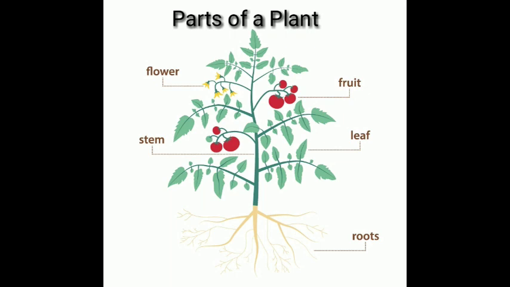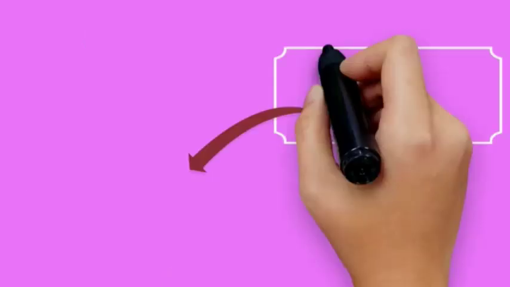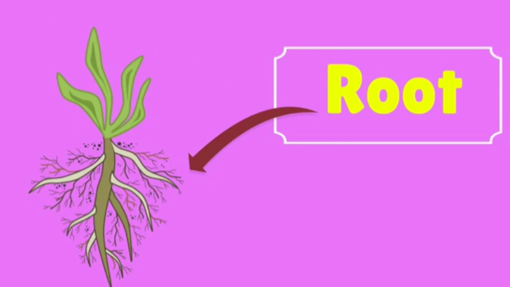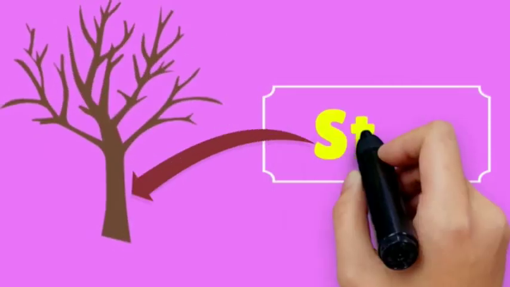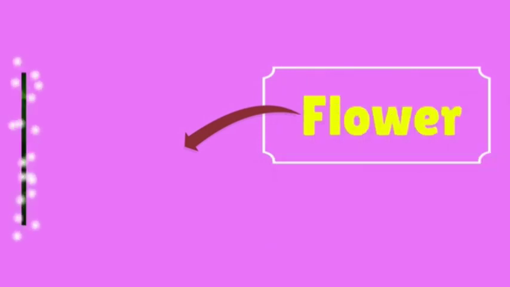So, in your previous class, you would have already practiced well the diagram of the parts of a plant, where you labeled the various parts of the plant. Now, let us recall these once again. Parts of a plant. Root. Stem. Leaf. Flower. And fruit.